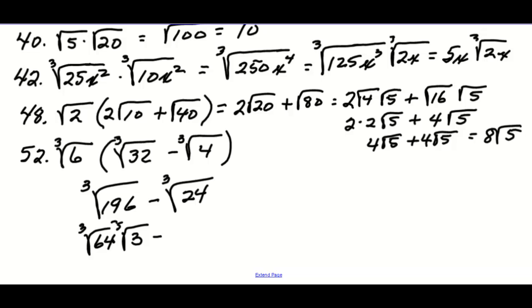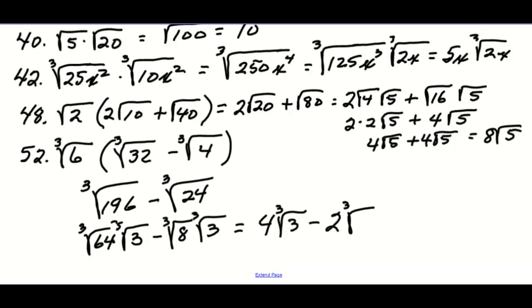minus, and the cube root of 8 is a perfect cube, times the cube root of 3. Now what I get, cube root of 64 is 4, cube root of 3, minus cube root of 8 happens to be 2, and the cube root of 3 is equal to 2 times the cube root of 3.